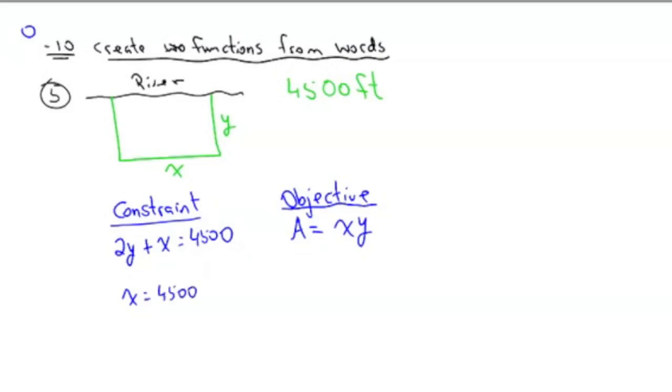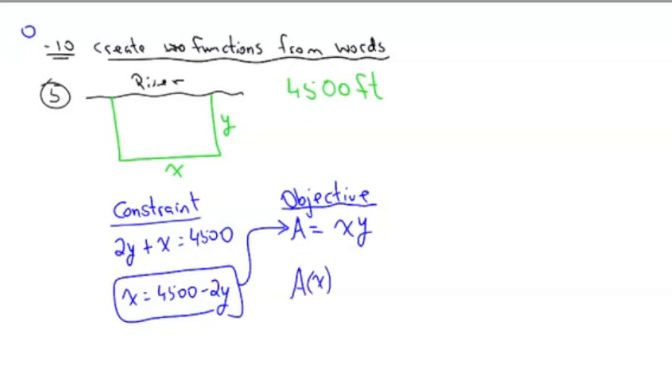4,500 minus 2y. You take this piece and you plug it into that equation, where it belongs. So this becomes A of x is now equal to 4,500 minus 2y. What letters first? X. This one gets the 4,500 minus 2y.